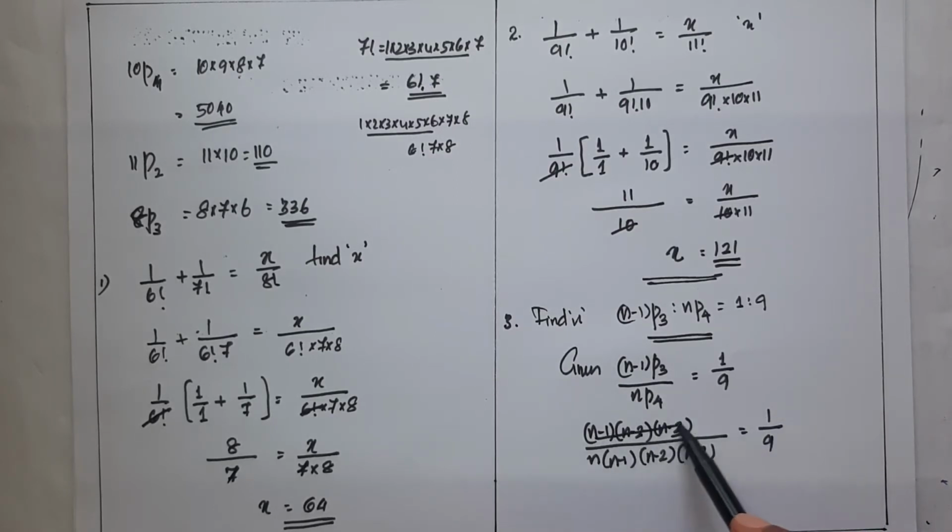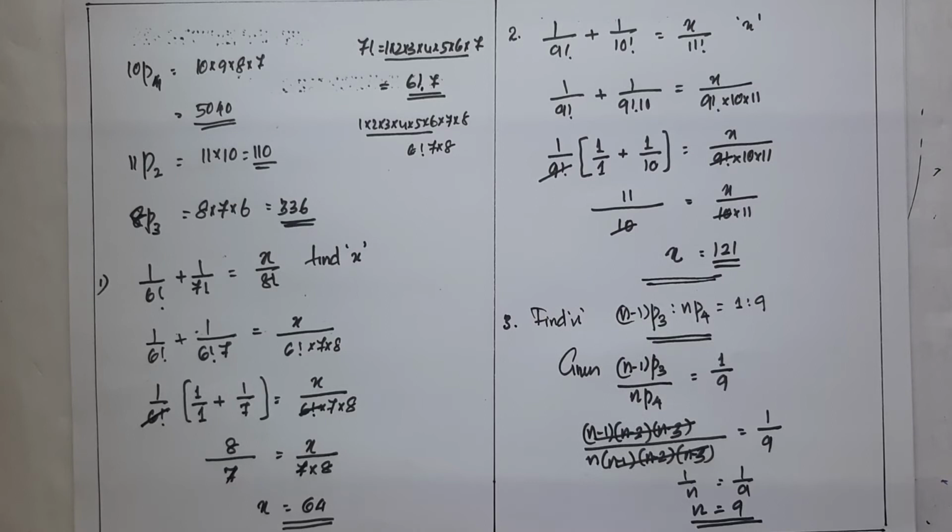Here n minus 1 into n minus 2 into n minus 3 cancel, and therefore 1 by n is equal to 1 by 9, and therefore we get the answer n is equal to 9. That's all. Otherwise, if you use the nPr formula, n factorial by n minus r factorial, it is a very lengthy process. So this shortcut you apply here, and easily we get the answer: n is equal to 9.